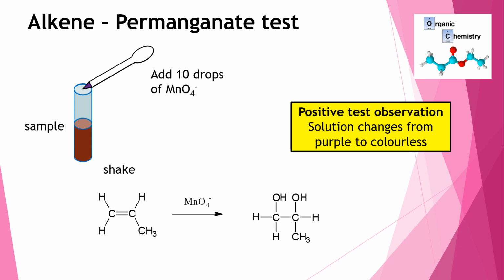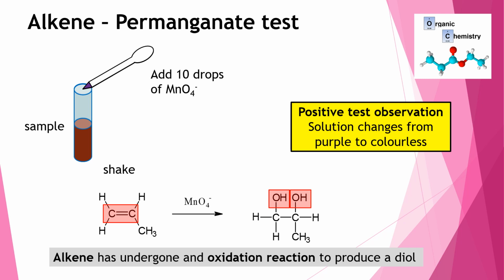Now this is a different type of reaction here. The permanganate is an oxidizing agent. So what it does is it breaks this double bond, but it adds oxygens in the form of hydroxyl groups to it. So the alkene has undergone an oxidation reaction, and now it's produced something called a diol. You can see for a start we had propene, and then afterwards we had propan-1,2-diol.